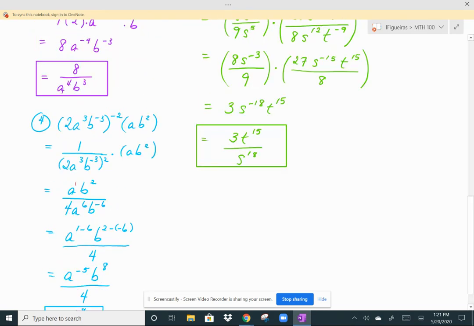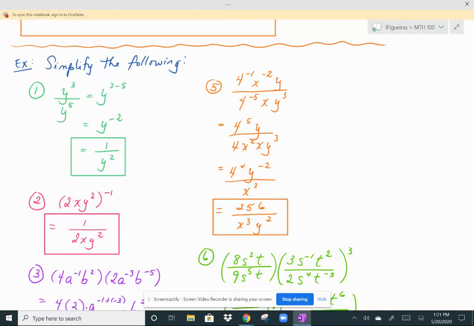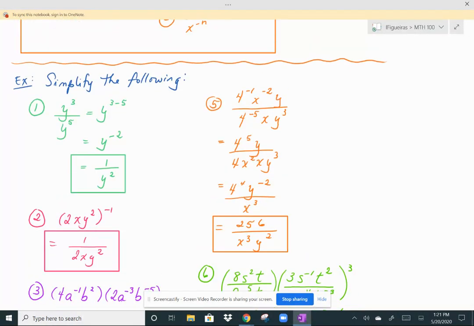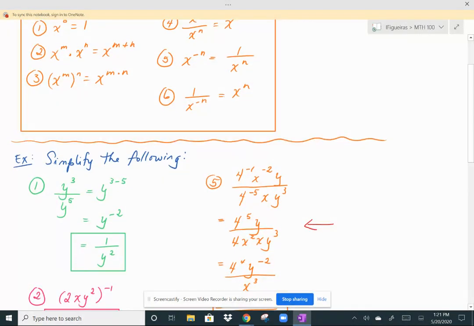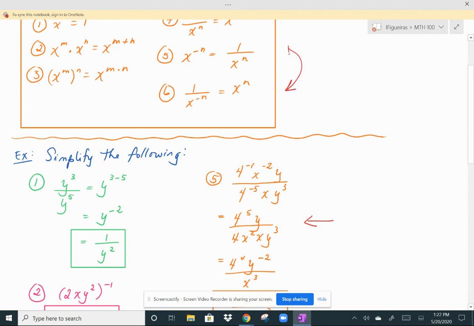All right, so there's 2 more examples here on the right. Let's start with number 5. So here I have 4 to the negative 1, x to the negative 2, y, over 4 to the negative 5, x, y to the 3rd. All right, so this is another technique that I haven't used so far, which is to not subtract your exponents the way rule number 4 does, but instead use rule number 5 and 6, which is where you're flipping the base and changing the exponent to its positive.